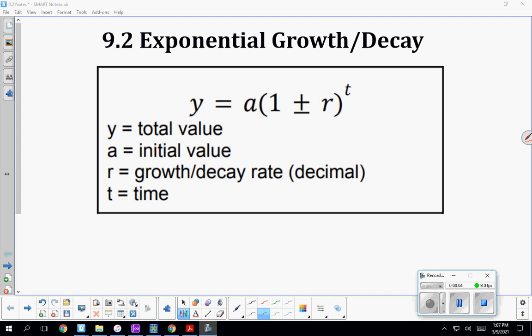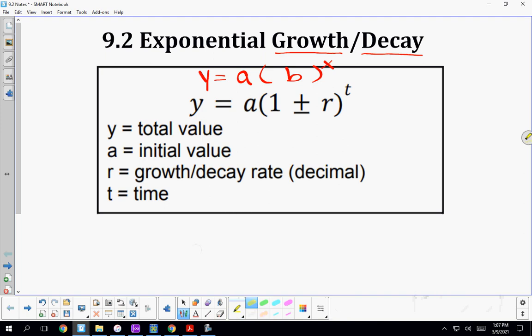In this video, we're going to extend our knowledge of an exponential function and look specifically at what makes it get bigger and what makes it get smaller. So the equation that we used before said y equals a times b to the power of some x, and it's still in that same format. It's just that we're going to look specifically at where this b comes from.